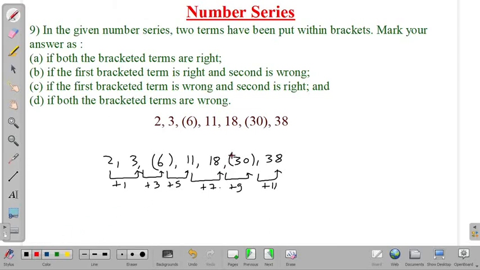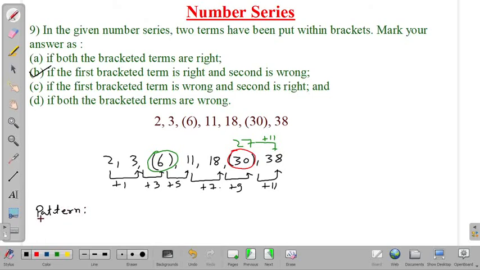So this term is not correct. 30 is not correct. It should have been 27. 18 plus 9 is 27. Then if we add 11 to 27, we will get 38, right? So 30 is incorrect while 6 is correct. Our first bracketed term is correct but the second is wrong, so option number B is the correct option. And what is the pattern here?